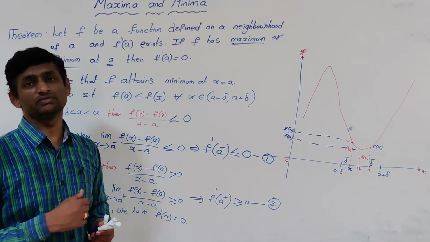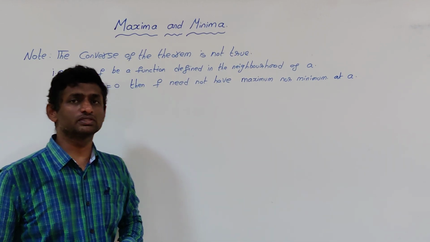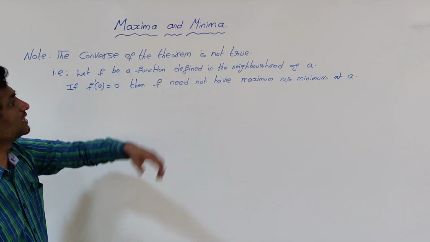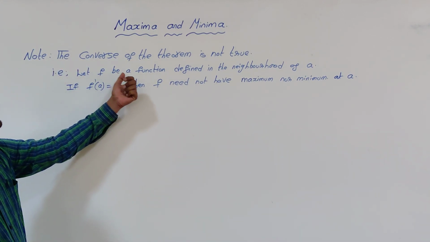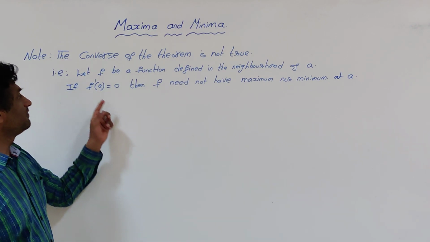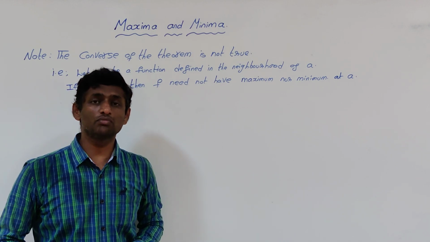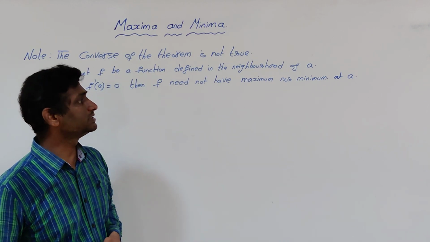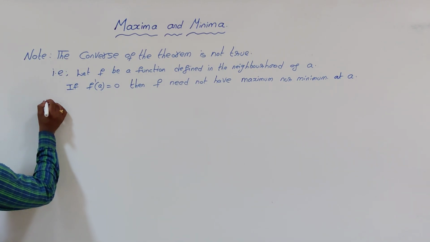Now we will see one example. We will see the converse of the statement. The converse of the theorem is not true. The statement is: suppose f is a function defined in a neighborhood of a, and if f dash of a is 0, then f need not have a maximum or minimum at x is equal to a. So we will see the example.